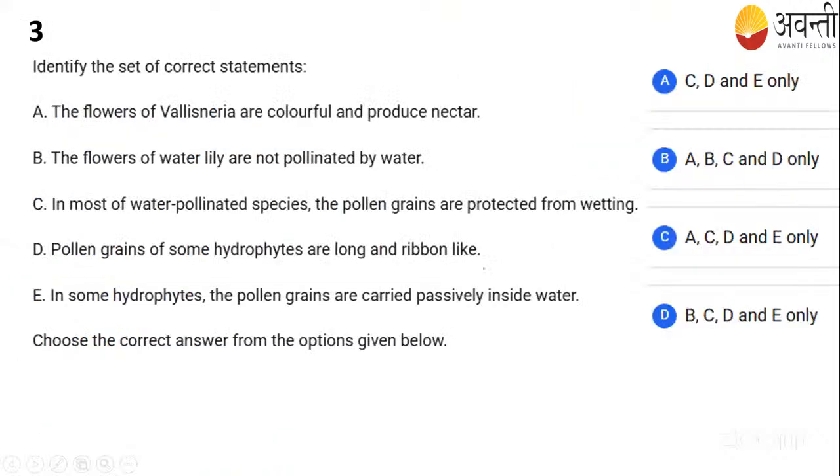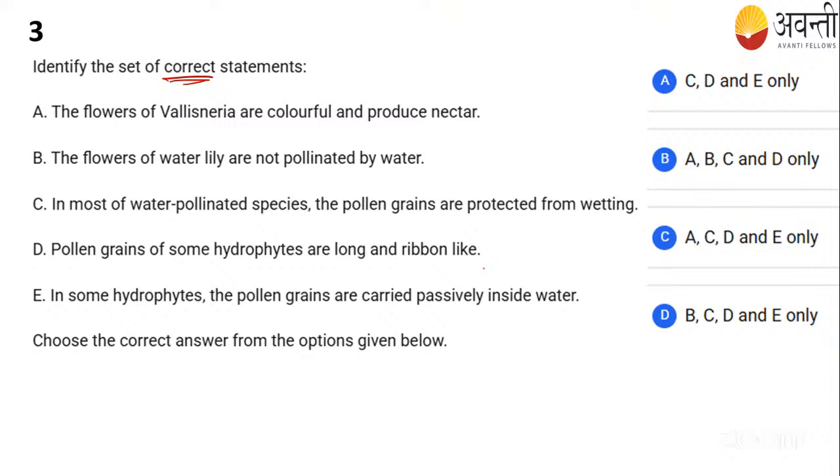Then here we'll go to pollination, guys. The question is, identify the set of correct statements. Remember, here I'm asking about the correct statement, not the incorrect one. Okay. Let us see, guys. Statement A, the flowers of Vallisneria are colorful and produce nectar. Option B, the flowers of water lily are not pollinated by water. Statement C, in most of the water pollinated species, the pollen grains are protected from wetting. They are protected from wetting.